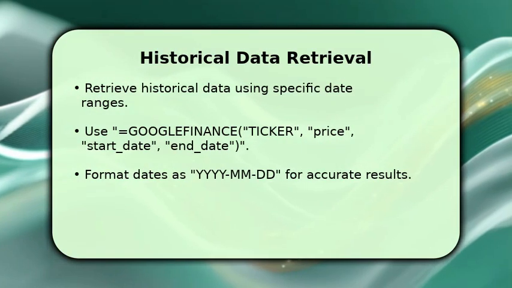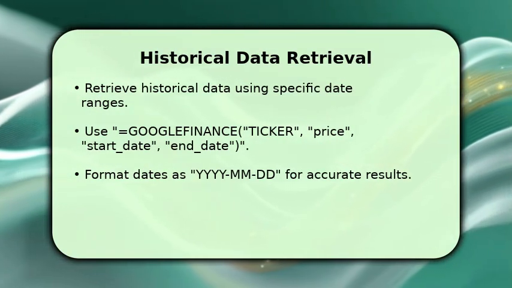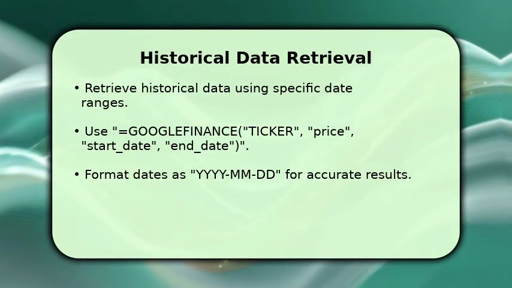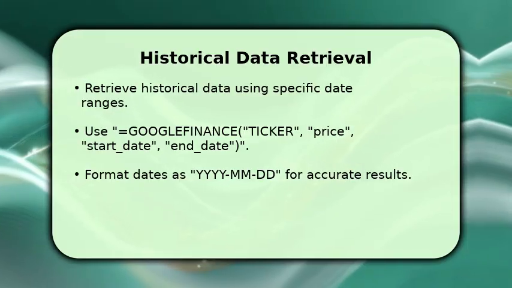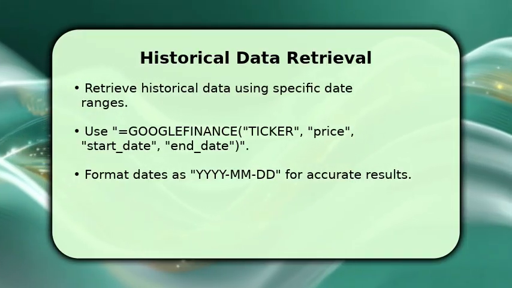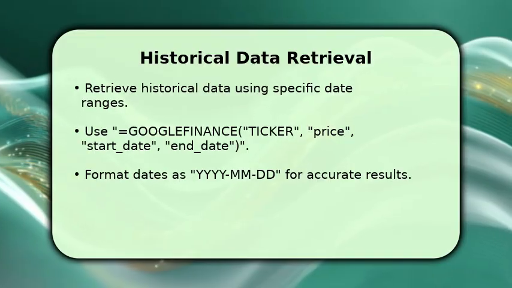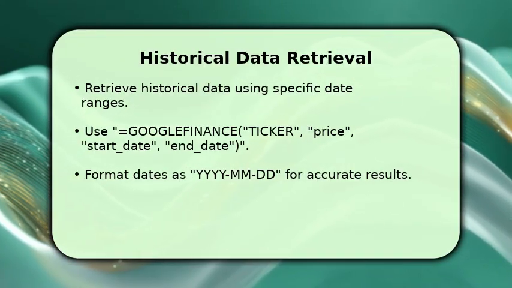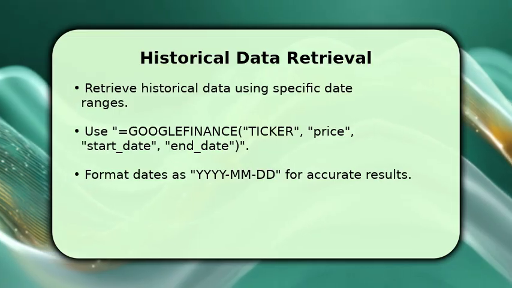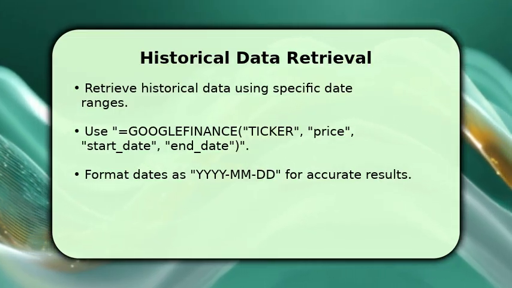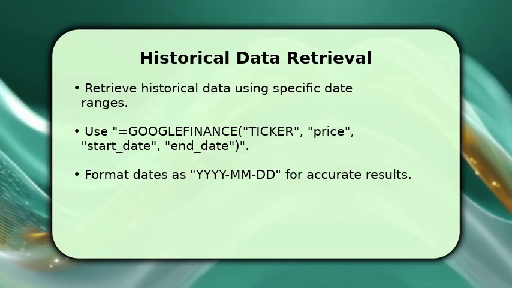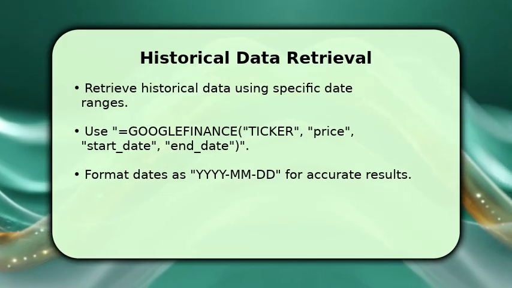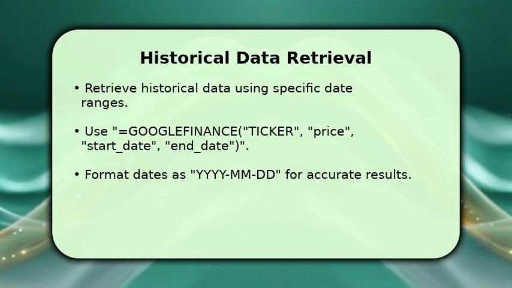If you need historical data, the GOOGLEFINANCE function can handle that too. You can specify a start date and an optional end date to get a range of past information. The syntax expands to include these dates. For example, =GOOGLEFINANCE("AAPL","price",date1,date2). Remember to format your dates correctly, typically as year-month-day, to ensure the function interprets them accurately.